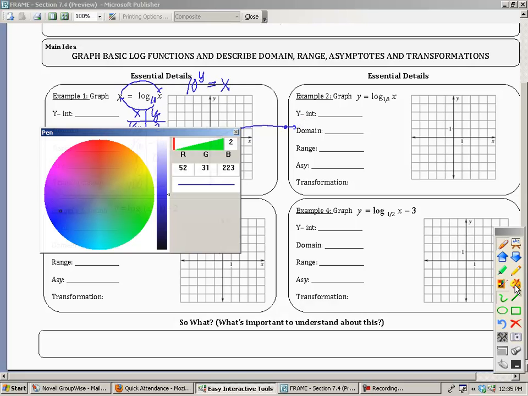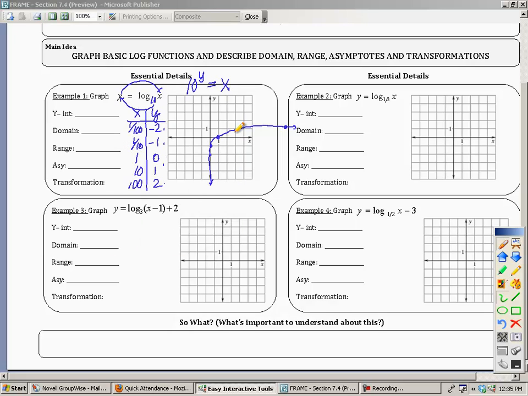Now, my asymptote, as I change colors, instead of being the y-axis for my asymptote, this time it's going to be the y-axis. And so my asymptote in this case is going to be x equals 0 instead of y equals 0. And do I have a y-intercept this time? No, I now have an x-intercept, which is the point (1, 0).